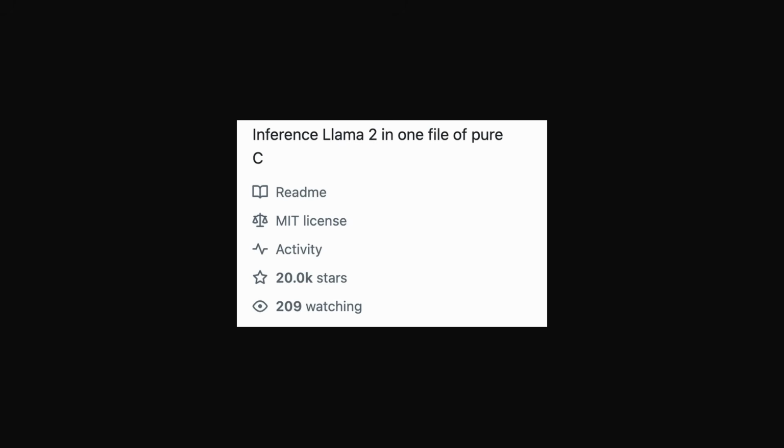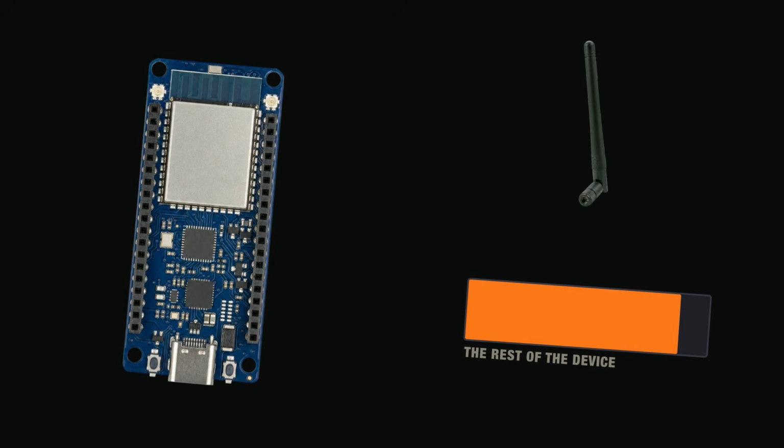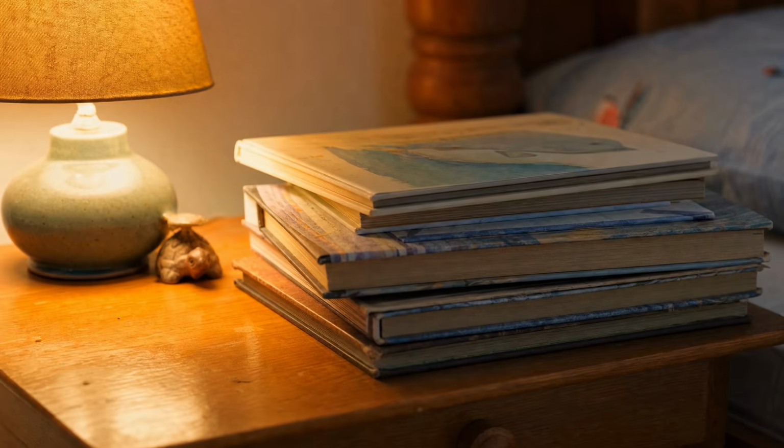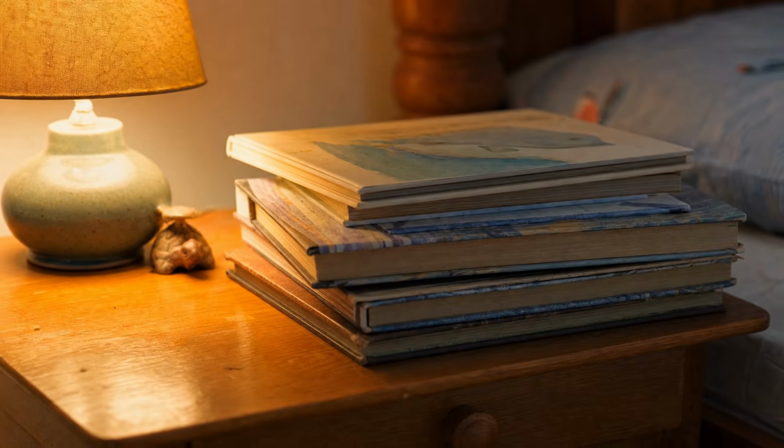So the memory problem, which everyone assumed was the blocker for local AI on cheap hardware, is solved and the code is public. The wall just moved. The real limit now is leaving enough space on the chip for the rest of the device to exist while figuring out what a model this tiny is actually good for.